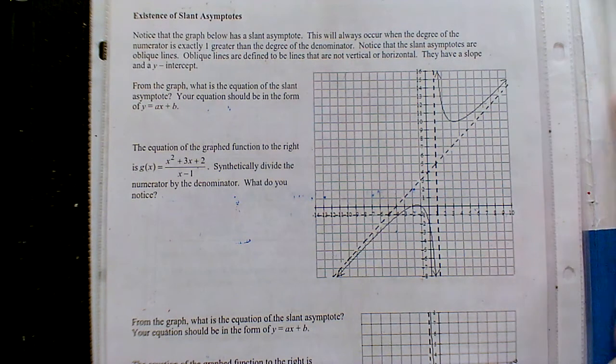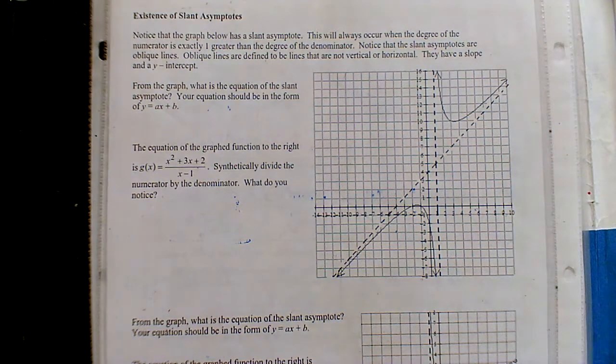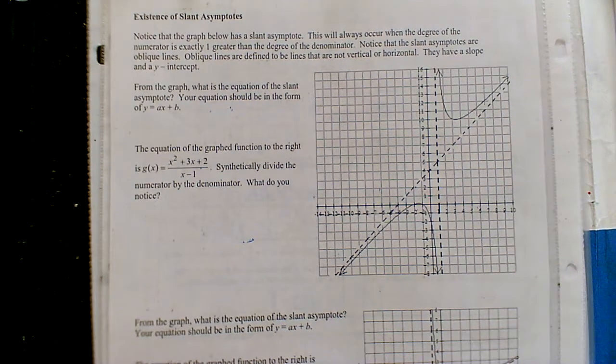So we're going to talk about these slant asymptotes and some examples of them. So you already noticed the connection of them. We noticed that they are a line. But we're going to try to figure out how we're going to find that line.